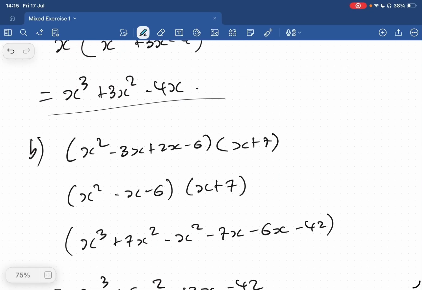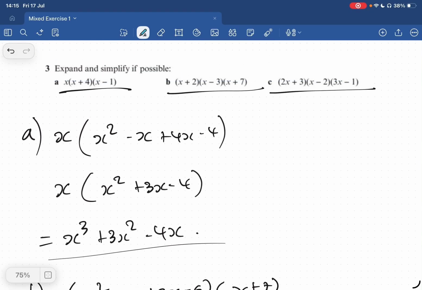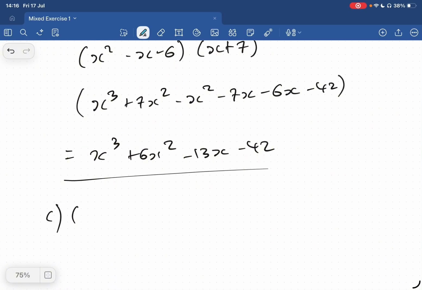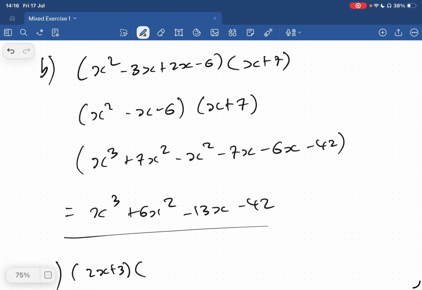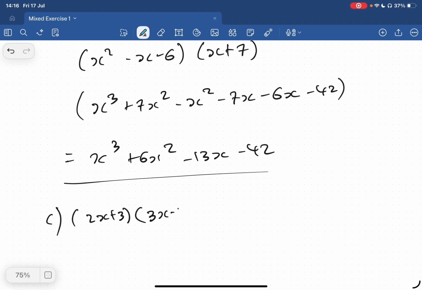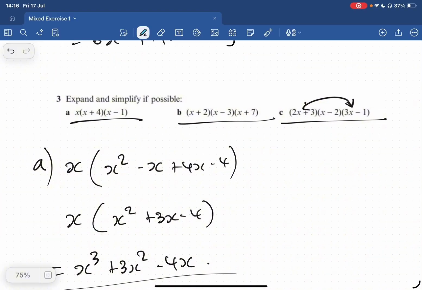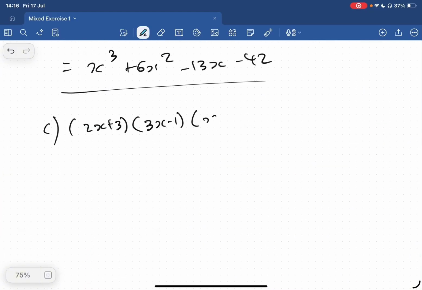Now C, I'm going to rearrange this so we're doing this times A, okay, because it's going to be the difficult one. So we've got 2x plus 3, and then we've got 3x minus 1, and then we've got x minus 2. Okay, no real need to do this, but I think it's going to make it a bit easier.